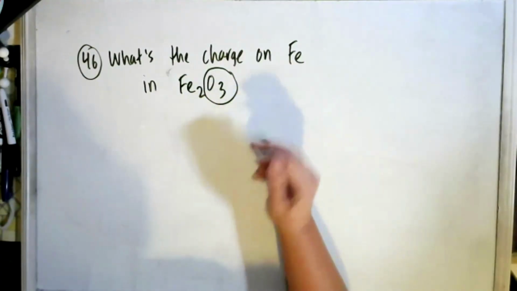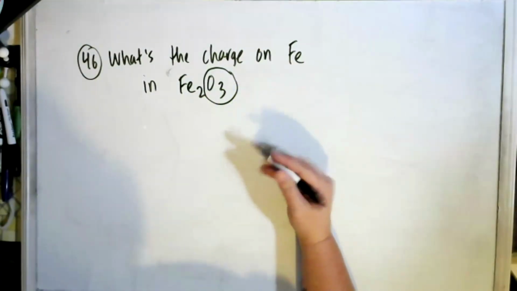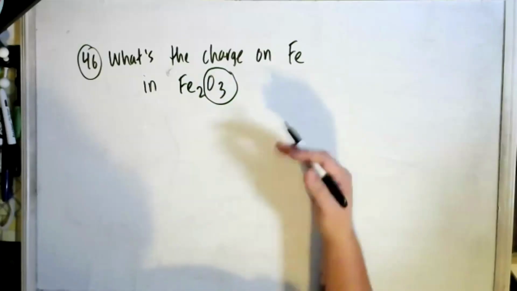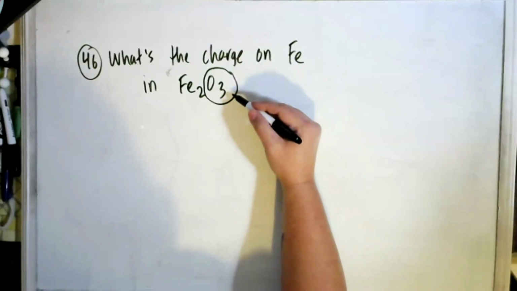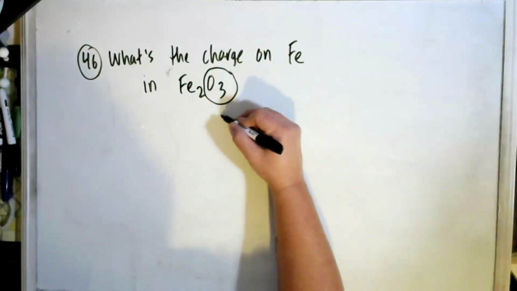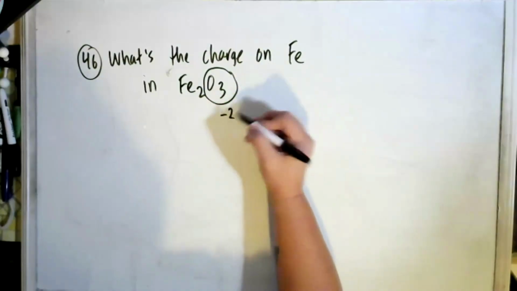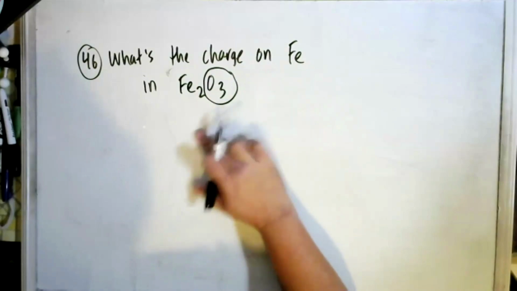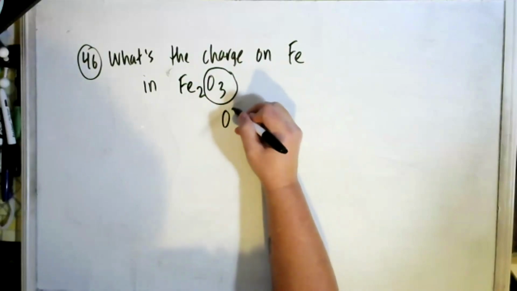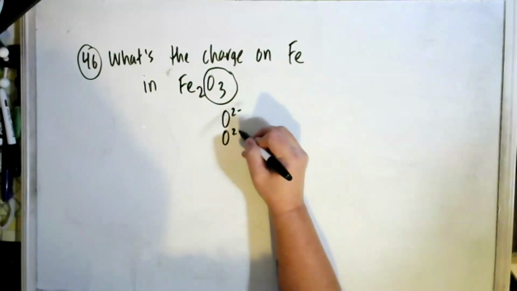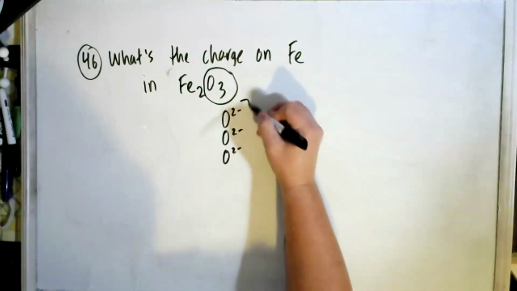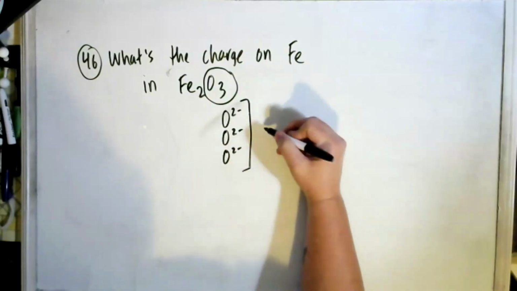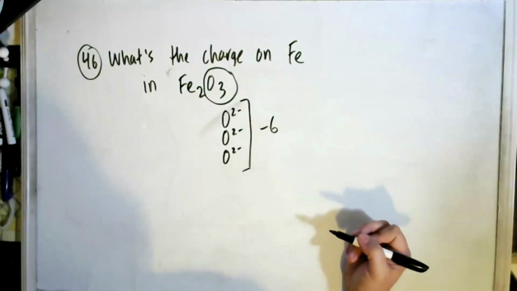The charge on your anion is never going to change. Oxygen's charge is always -2. And here I've got 3 oxygens. So you can picture it. Each oxygen will be, let's write it out like this. We've got 3 oxygens, so we're going to have O2 minus, O2 minus, O2 minus. Okay? That means that our total negative charge is going to be -6.